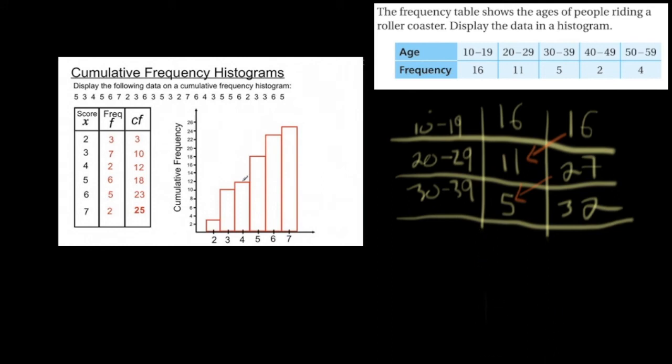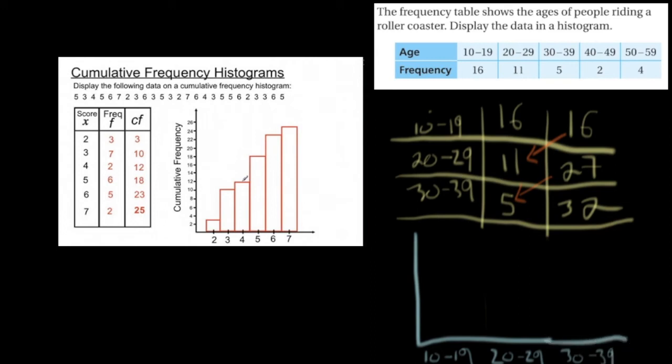And then if I had to actually create the table, it's giving the idea of how you would start to do this, because guess what? Teachers are going to ask you to do that. Here I would be putting down my ages, so I would have 10 to 19. Then I would have 20 to 29, and then I would have my 30s.